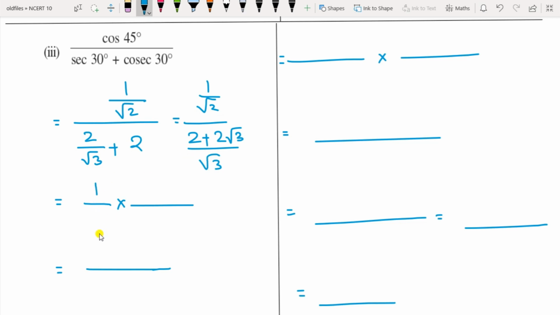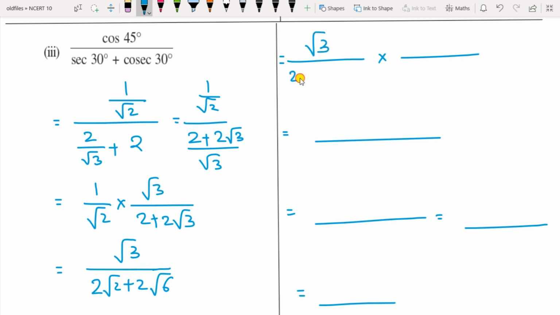Now take its inverse. So 1 by root 2 multiplied by root 3 upon 2 plus 2 root 3. Now multiply this. This will be root 3 upon, multiplying root 2 with each of the terms here. So it will be 2 root 2 plus 2 root 6. Roots can be multiplied, so root 6. Now you have to rationalize this denominator. So this will be root 3 upon 2 root 2 plus 2 root 6.